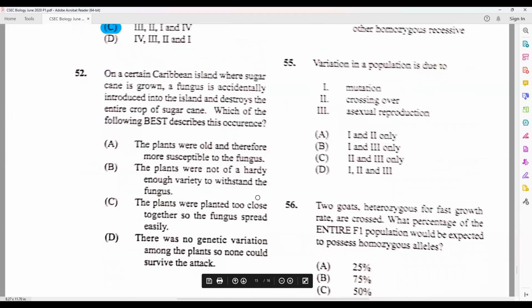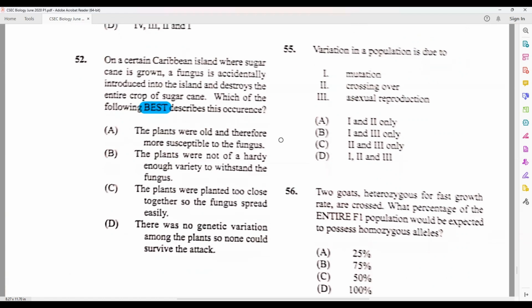On a certain Caribbean island where sugarcane is grown, a fungus is accidentally introduced into the island and destroys the entire crop of sugarcane. Which of the following best describes this occurrence? The plants were old and therefore more susceptible to the fungus. No. Plants were not of a hardy enough variety to withstand the fungus. No. The plants were planted too close together so the fungus spread easily. No. There was no genetic variation among the plants, so none could survive the attack. That is the best answer.